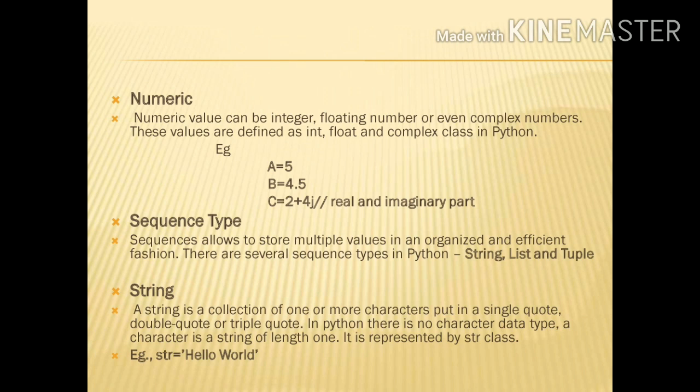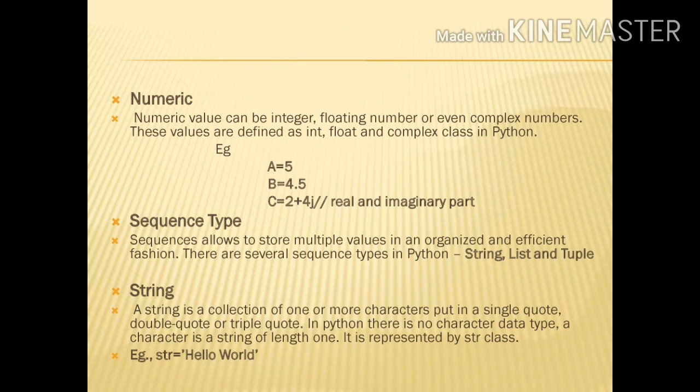First, numeric data type. A numeric value can be an integer, float number, or even a complex number. These values are defined as int, float, and complex class in Python. Let's have a look at examples of numeric data type, where a is equal to 5, which means a is a variable that contains the value 5.